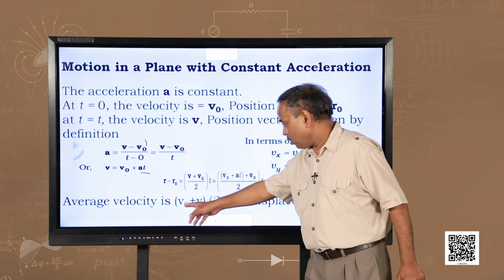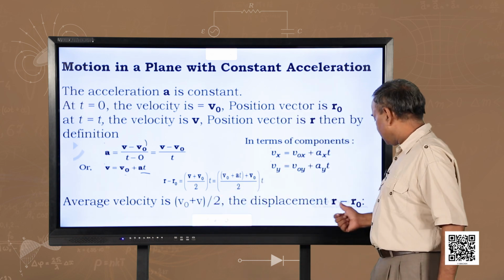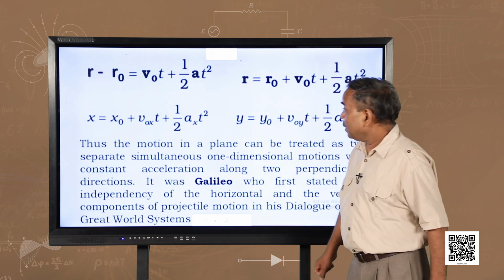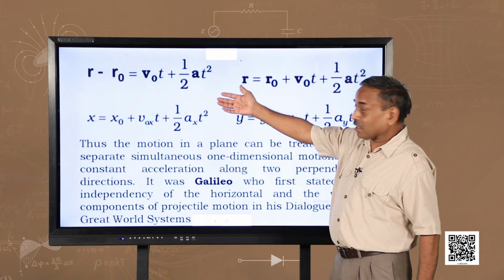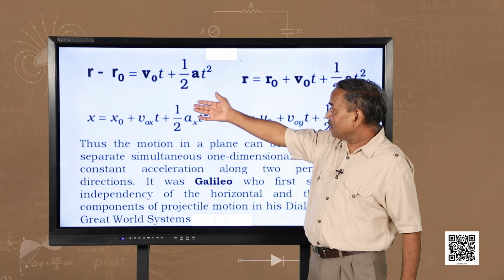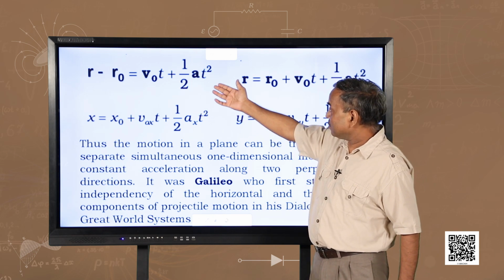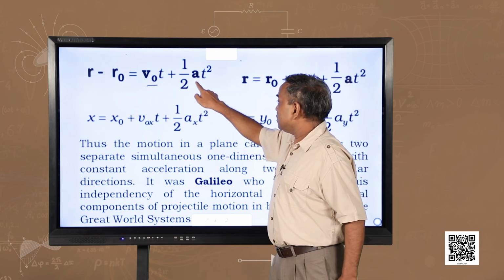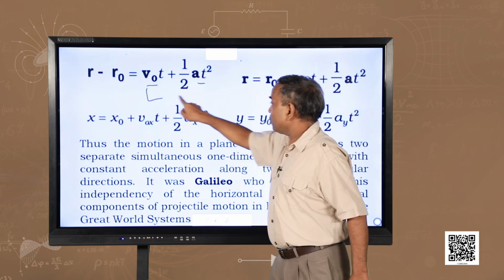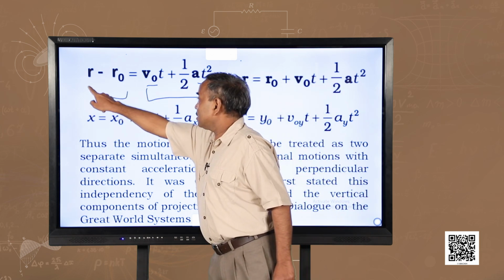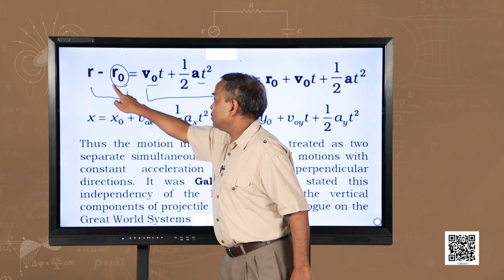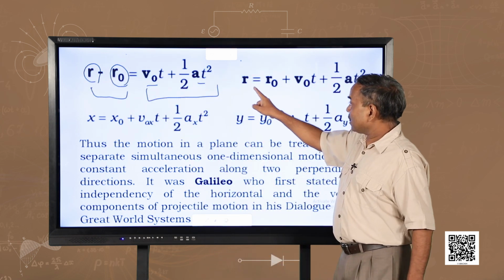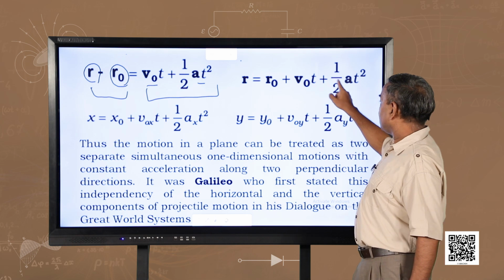So, the average velocity is (v naught plus v) by 2, and the displacement is r minus r naught. By simply doing the calculations, you can get r minus r naught is equal to v 0 t plus half a t square. Remember, this is a vector quantity, so this whole is a vector quantity. This is the position vector at time t is equal to 0, this is the position vector at time t is equal to t, or we can write r is equal to r naught plus v naught t plus half a t square.